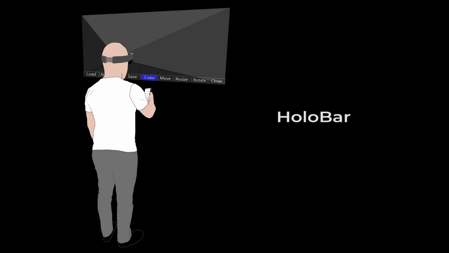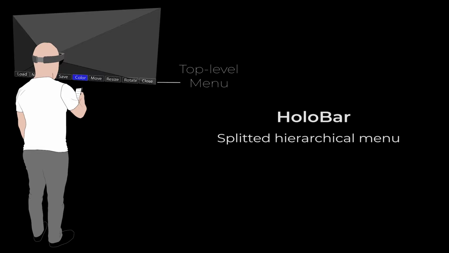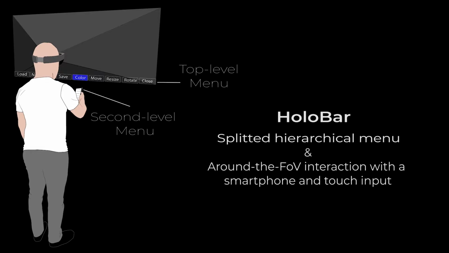We present the HoloBar, a novel approach to ease interaction with multi-level menus in immersive environments without breaking the interaction flow. The HoloBar splits a hierarchical menu between the field of view of the head-mounted display and a smartphone. Command execution is based on around-the-field-of-view interaction and touch input on a smartphone's display.